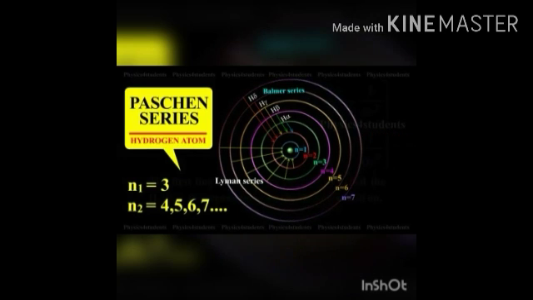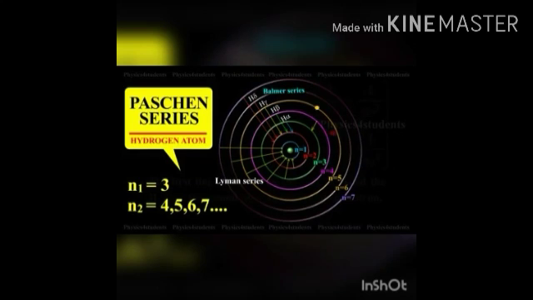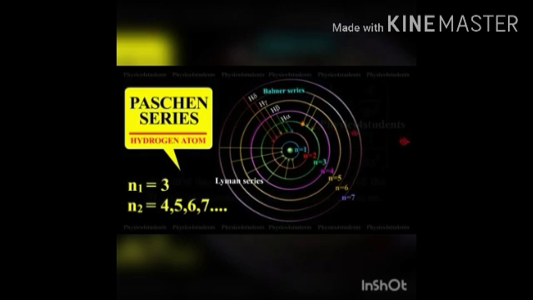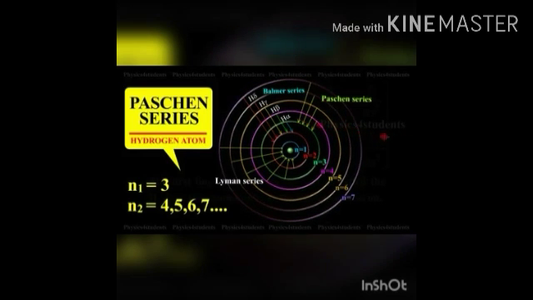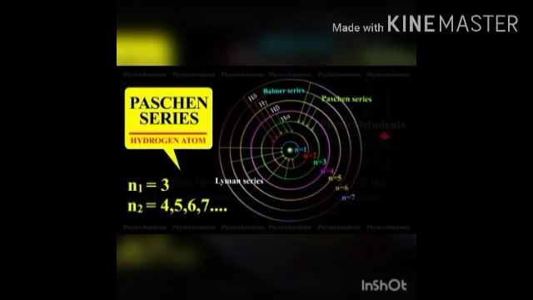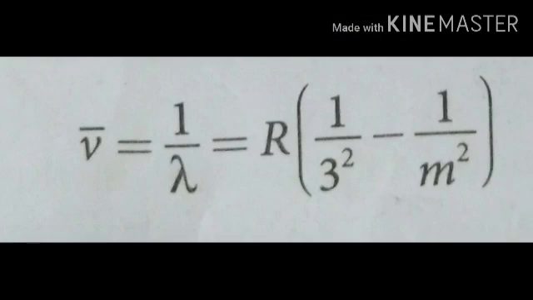Next, we come to the Paschen series. The Paschen series is obtained when an electron jumps from any of the higher orbits to the third orbit. So n takes 3, and m takes 4, 5, 6. Now the wave number ν̄ = 1/λ = R (1/3² − 1/m²). It is obtained in the infrared region.